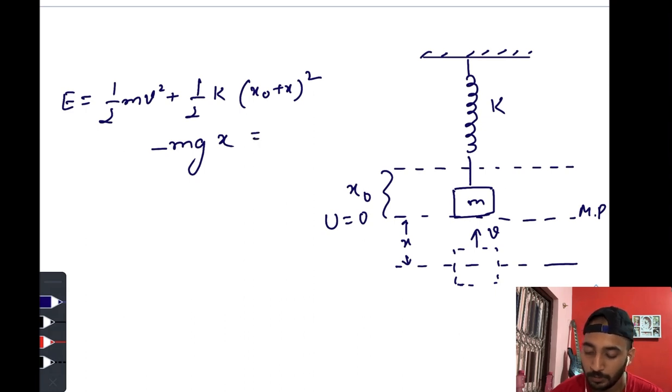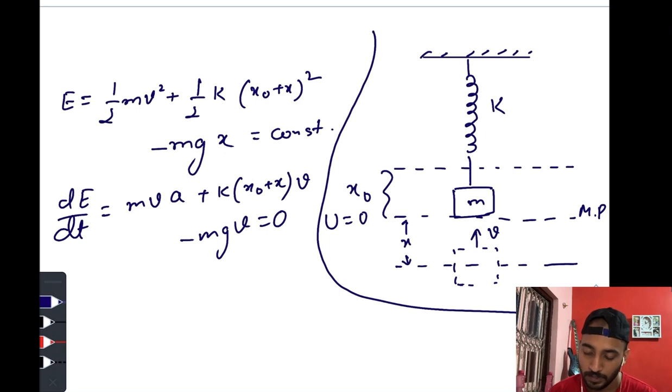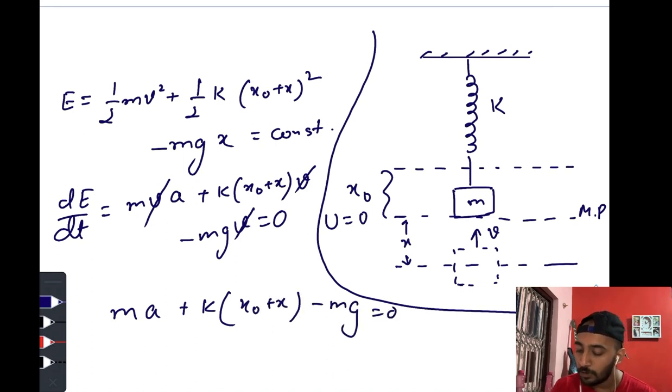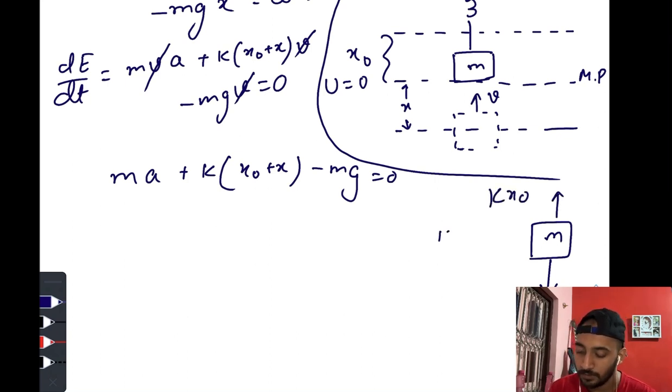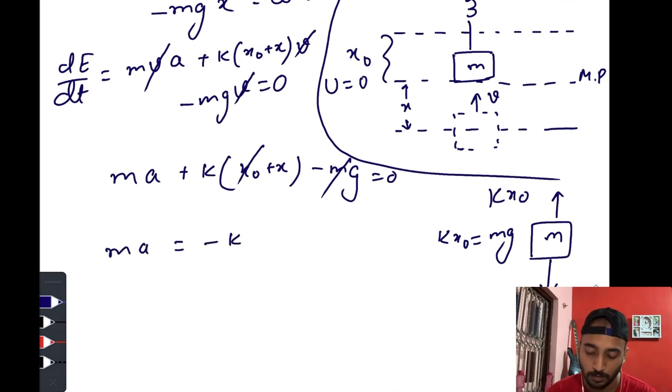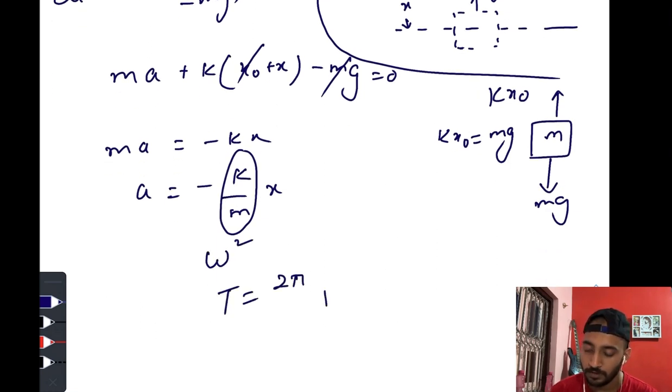Now as you know that total energy will be constant for a particle performing SHM, so just differentiate with respect to time. You get mv dv/dt, that is the acceleration basically, plus k(x naught plus x) dx/dt, that is velocity, minus mg v equals 0. Okay, so v gets cancelled out: ma plus k(x naught plus x) minus mg equals 0. Now in the equilibrium situation, when the spring was initially stretched, mg was acting downwards, kx naught was acting upwards, so kx naught equals mg is the equation for equilibrium. So this one gets cancelled out, we have ma equals minus kx, so a equals minus (k by m)x. So this is our omega square, and time period is 2 pi root over m by k.